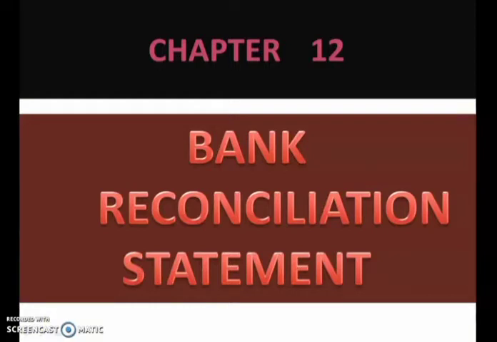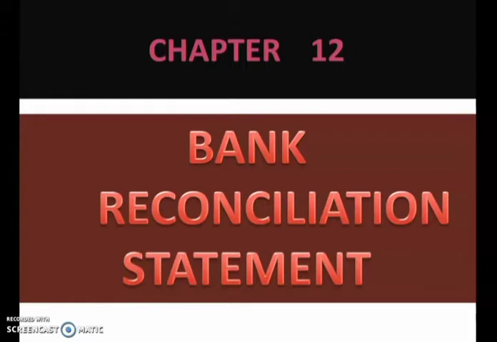Today, we are going to start a new chapter from your accountancy subject, Chapter 12, Bank Reconciliation Statement. Children, in our previous class, we have studied about the subsidiary book. We saw different types of subsidiary book. We also saw and learned about cash book. Cash book is prepared by the businessman to record all the cash details.